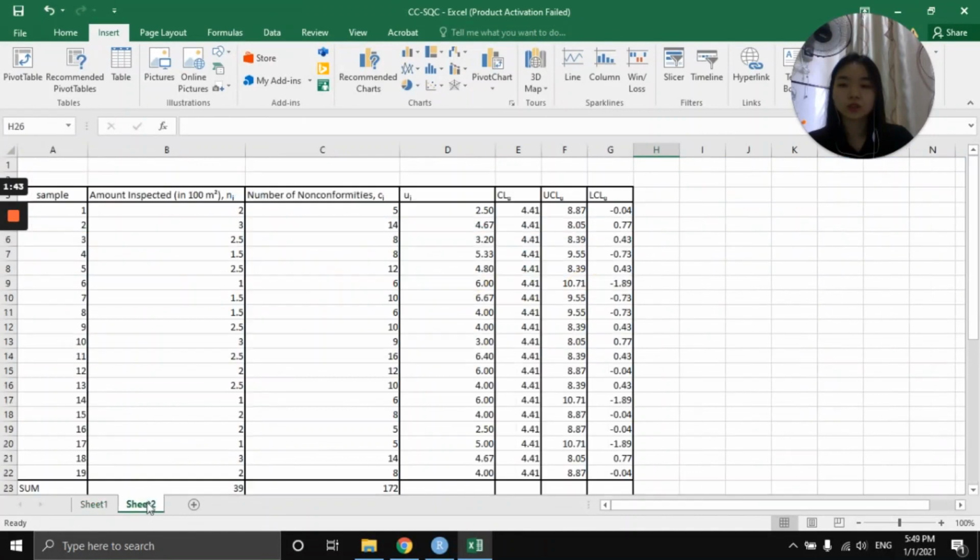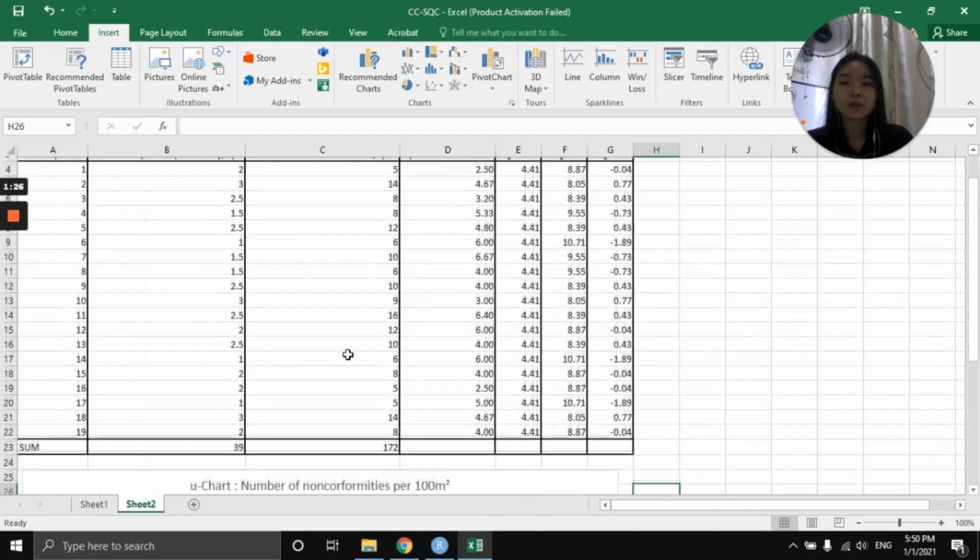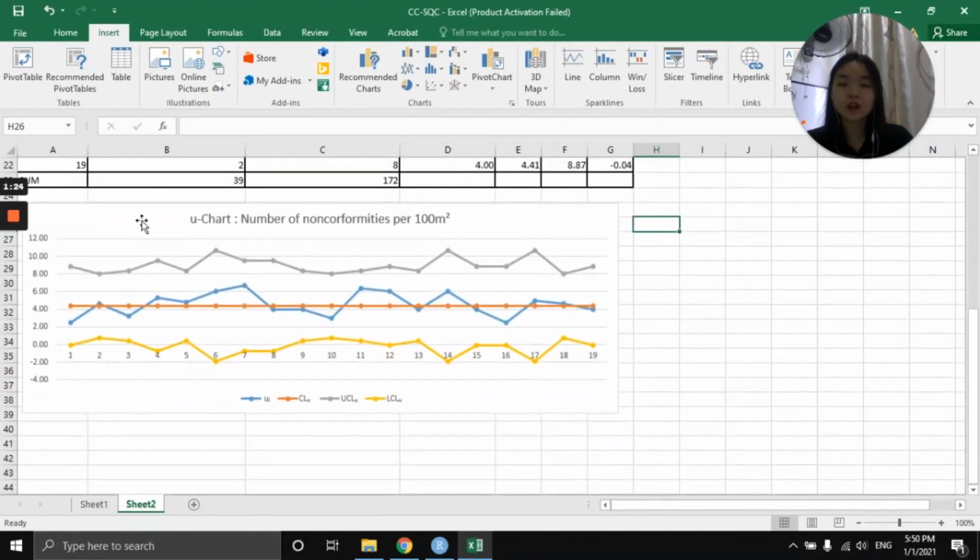So this will be our new table. We use the same formula to calculate the Ui, CLU, UCLU, and also the LCLU. Now our sample count will be 19, not 20, since we deleted one sample already. This is our U chart, number of non-conformities per 100 meter square, with our upper control limit, lower control limit, and also the U bar.